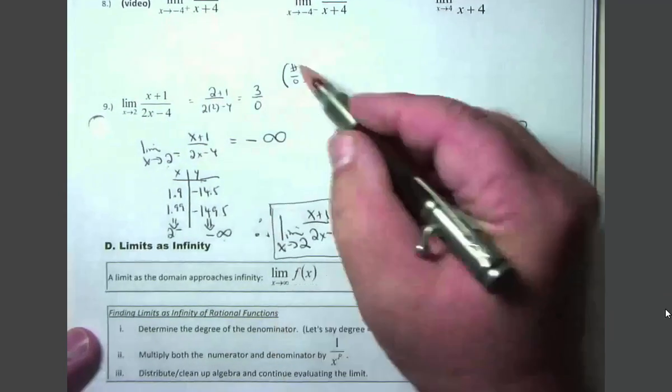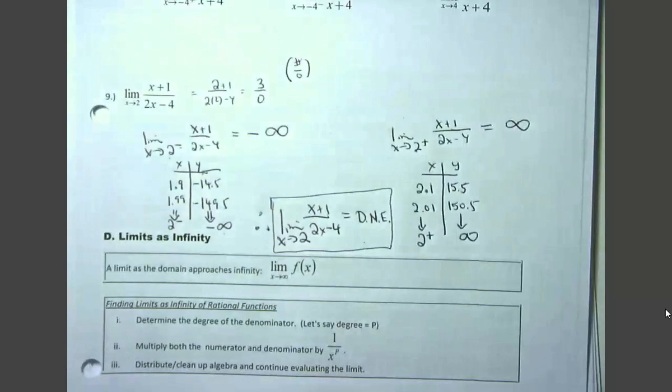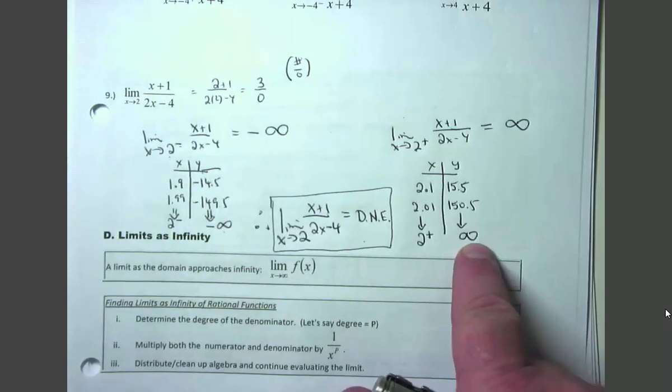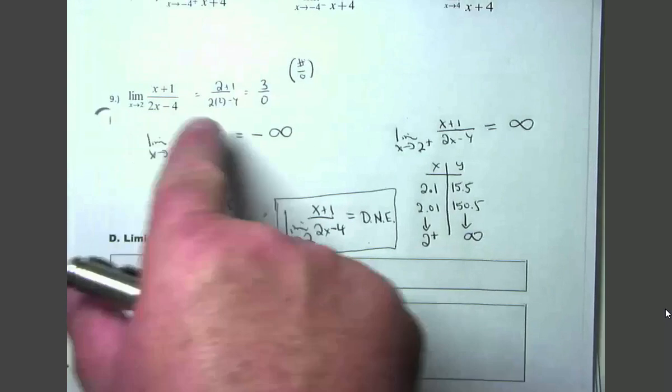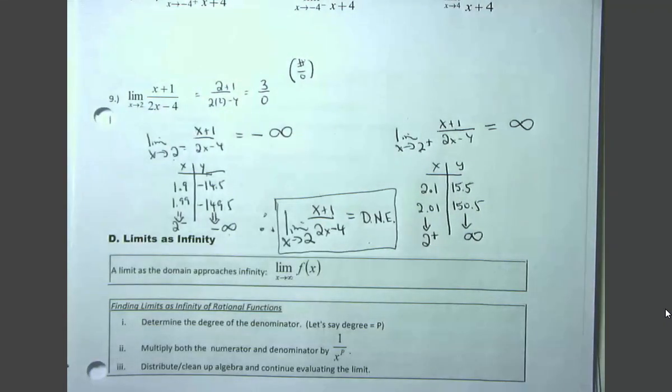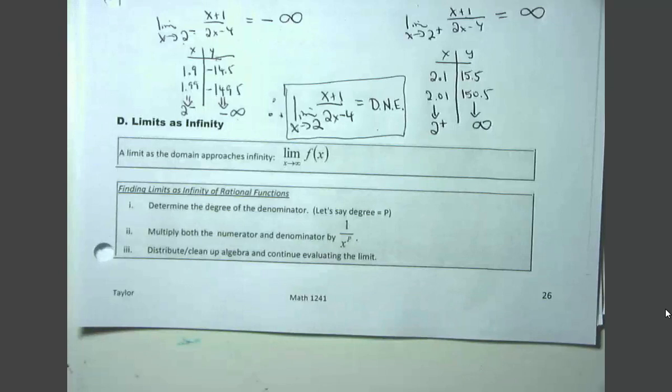Remember, when you have a number divided by zero, it's one of three answers. The answer is either going to be infinity, or negative infinity, or does not exist, and this is the way you have to handle it. And when you get this situation here, that also tells me that x equals 2 is a vertical asymptote. Okay?